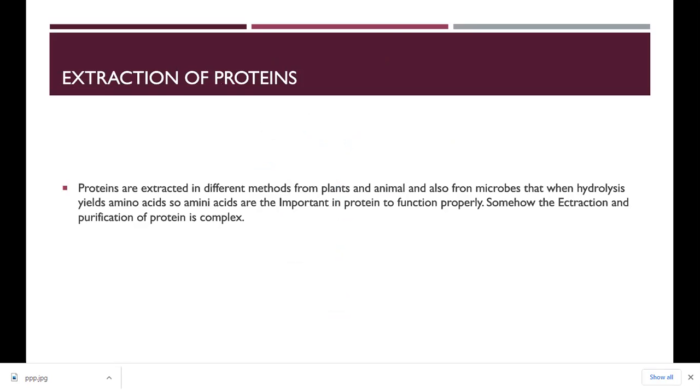Extraction of proteins. Proteins are extracted by different methods from plants and animals and also from microbes. Their hydrolysis yields amino acids. So amino acids are important for the protein to function properly. Somehow the extraction and purification of protein is complex. It means a single replacement of an amino acid can destroy its function.